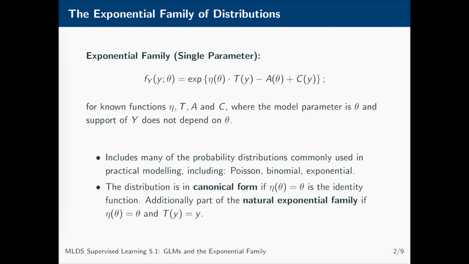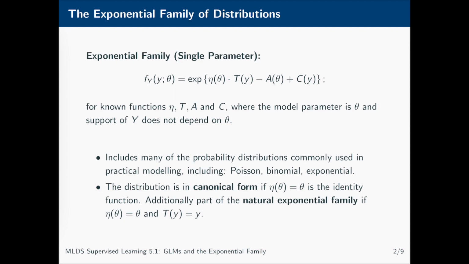So, what exactly is a probability distribution within the exponential family, and what does it look like? For a random variable y with a single parameter theta, to belong to the exponential family it must have a density function f of the following form, where the functions eta, t, a and c are all known, and the values that y can take don't depend on the parameter value theta.